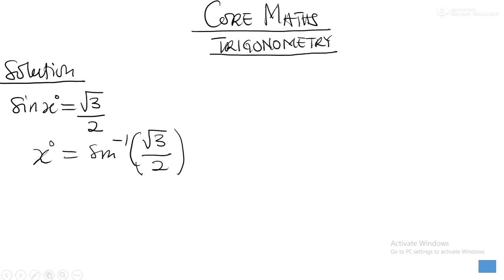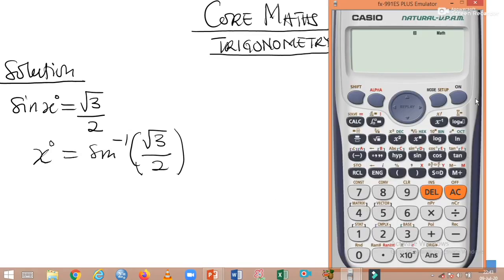So here also we will need the calculator. Good. So shift sine, we need our root 3 on 2, then we close the bracket. Good. Now equal to. Right. So here the calculator is giving us what? 60 degrees. Now this is where we have to be careful.